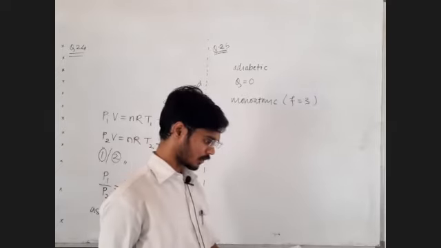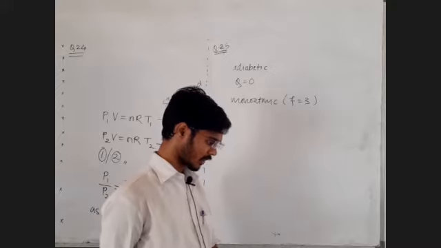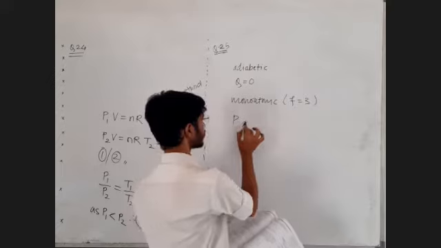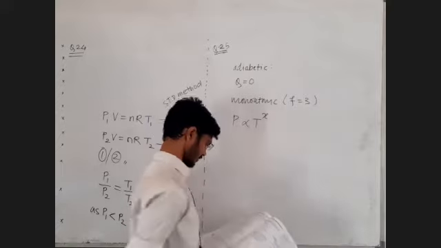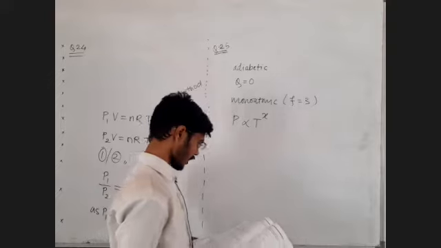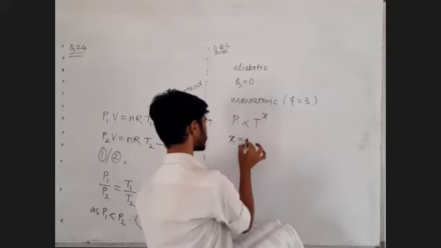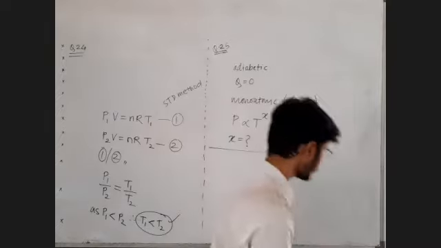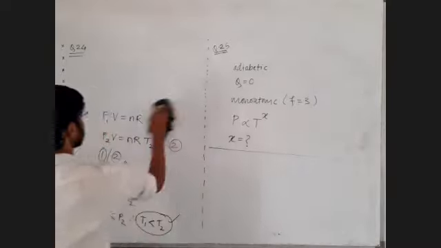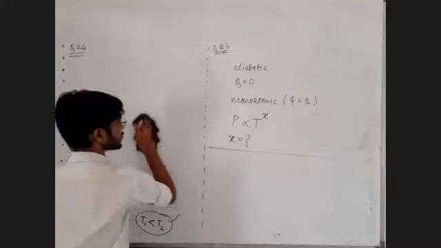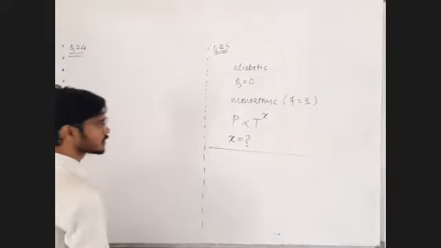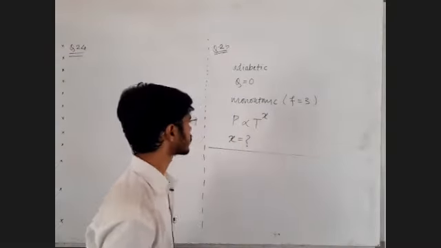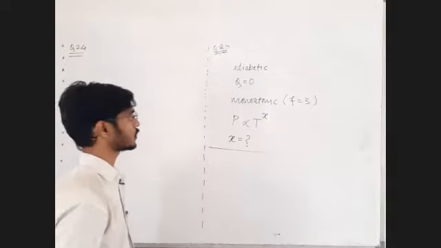The relation between the pressure of a gas and the temperature is, pressure is proportional to temperature raised to x, where the value of x is to be found, a numerical type question. Value of x is equal to question mark. This is the question. We will see how to tackle such kind of questions. We are asked P proportional to T raised to what?